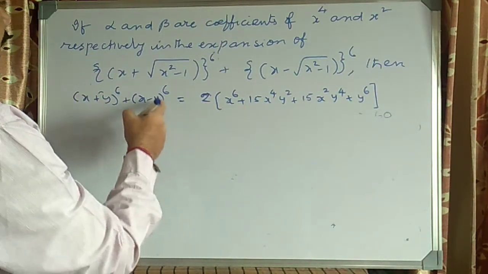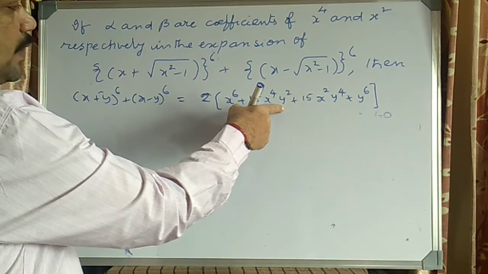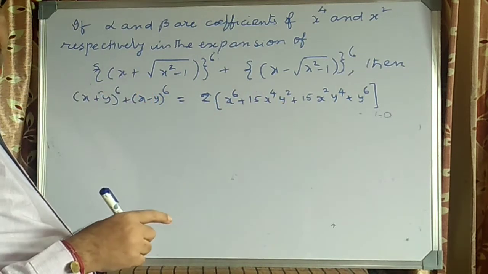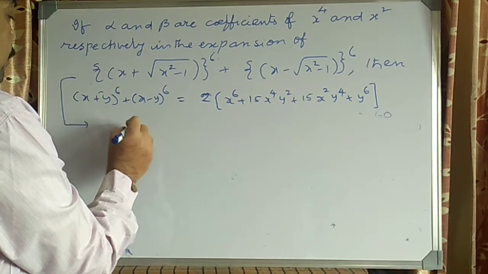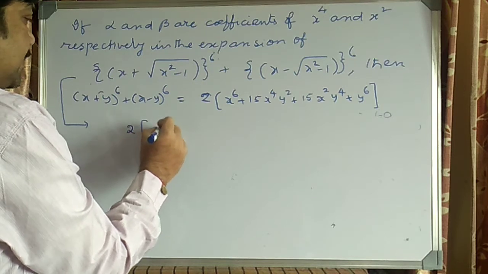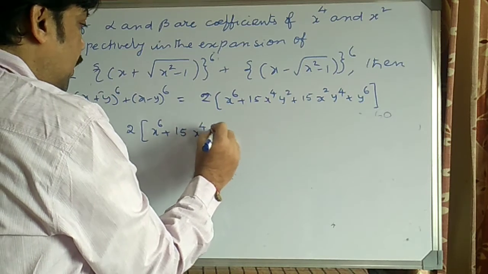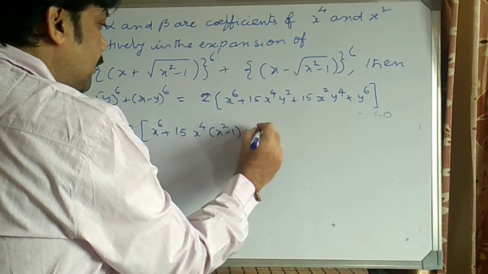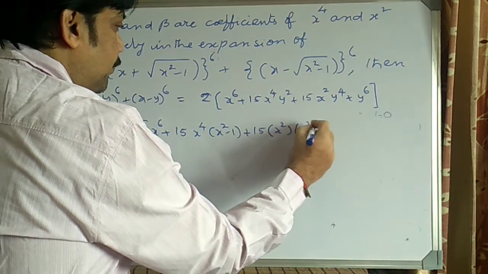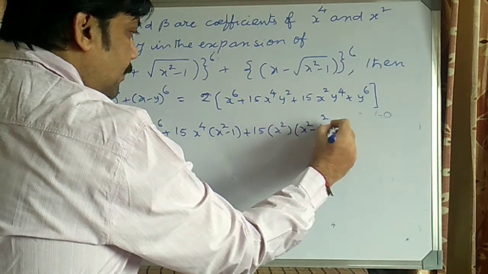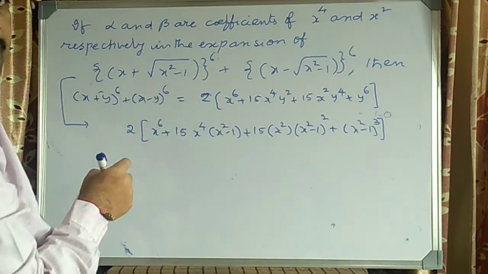So here in the place of y, I have the square root of x square minus 1. So whenever I have y square here, it should be x square minus 1 without the square root. So the answer for this will be 2 into x to the power 6 plus 15 into x to the power 4 into (x square minus 1) plus 15 into x square into (x square minus 1) whole square plus (x square minus 1) whole cube. The total is multiplied by 2.